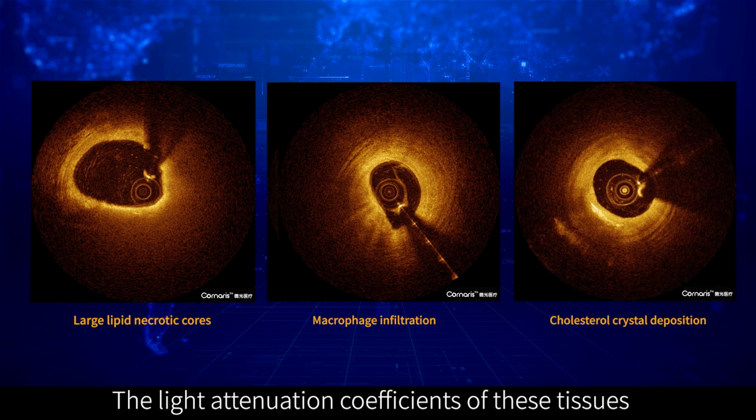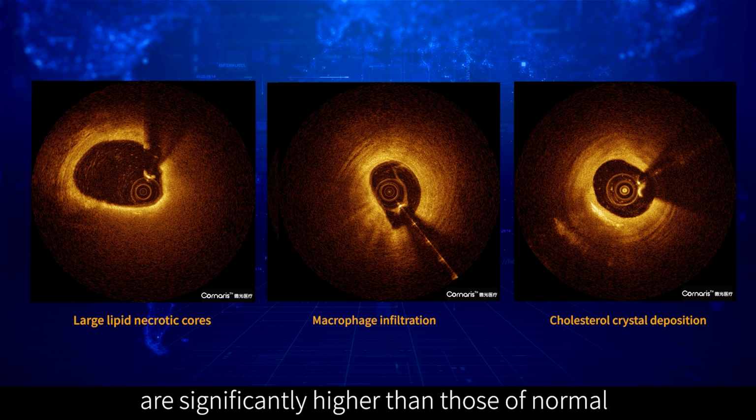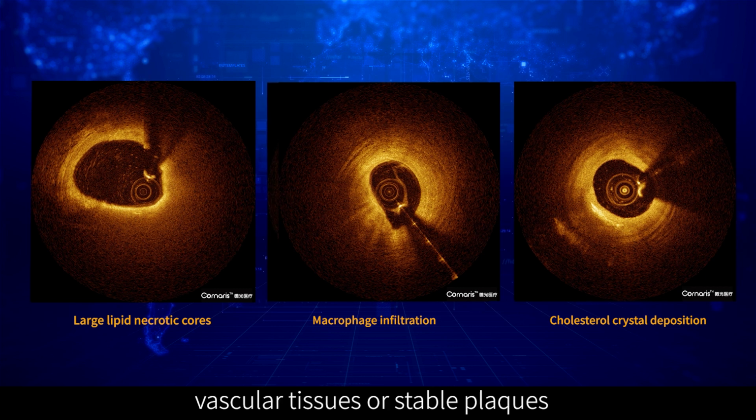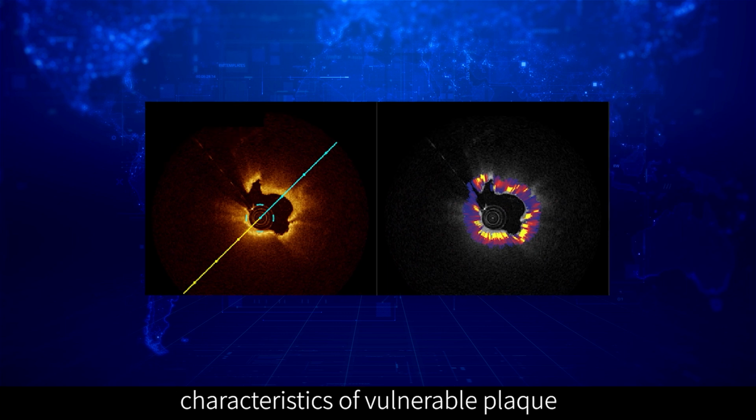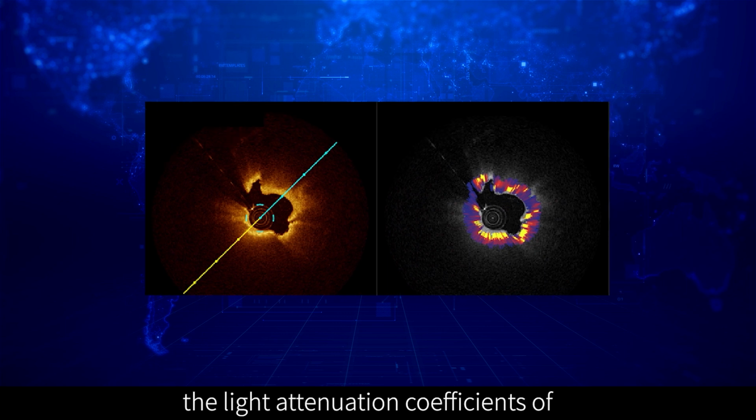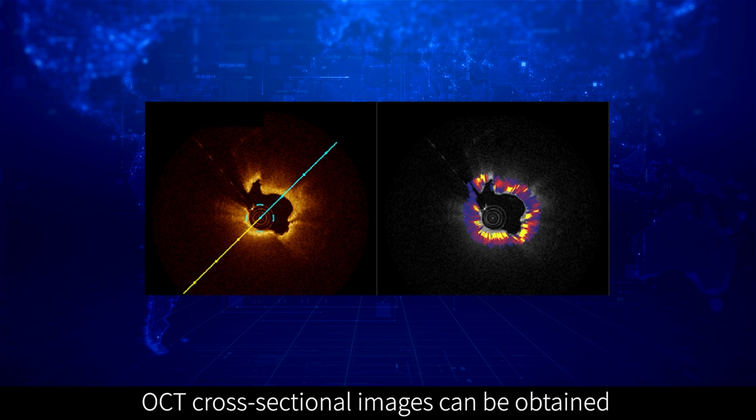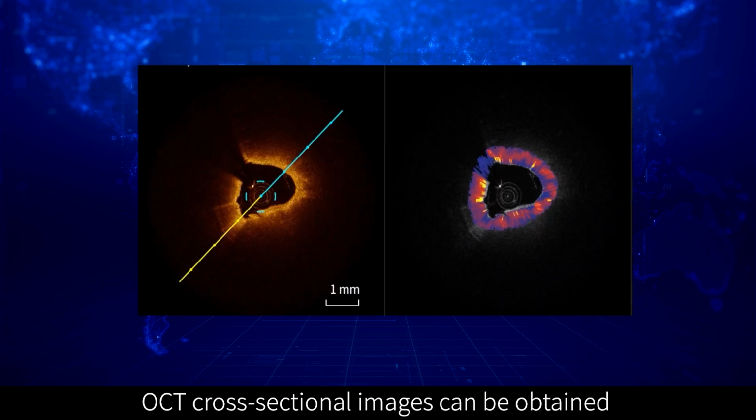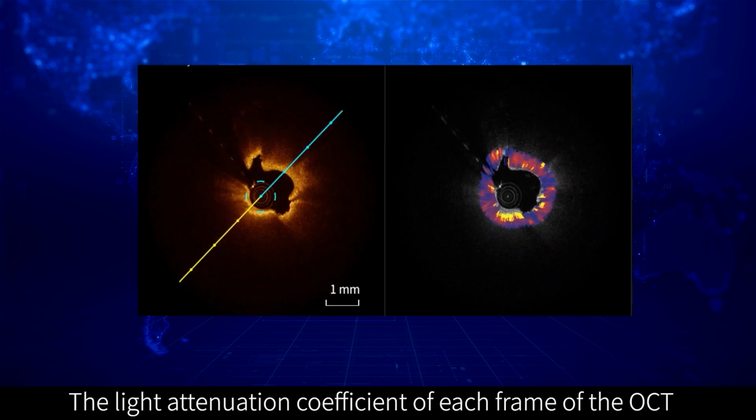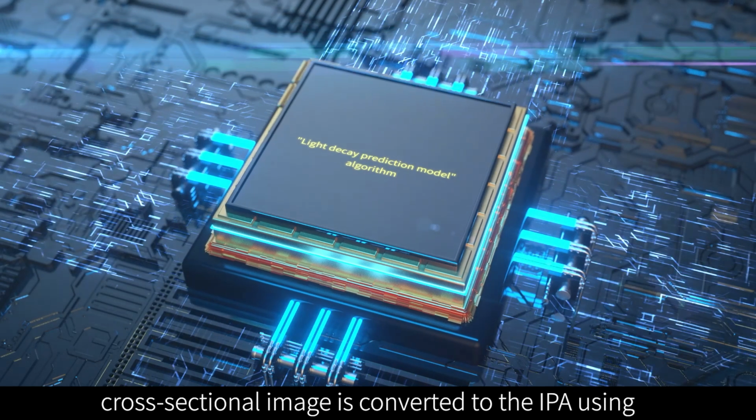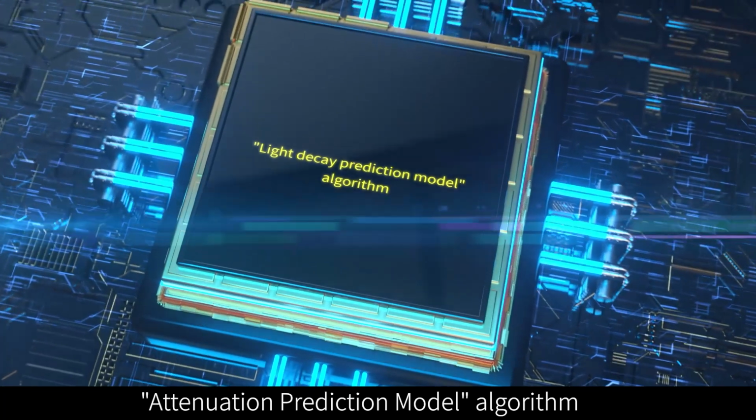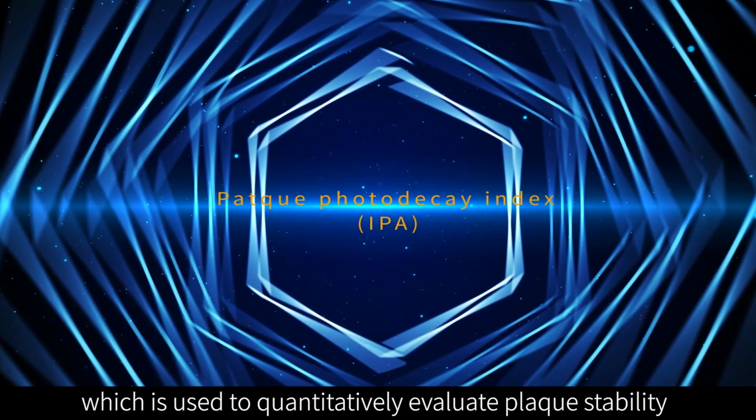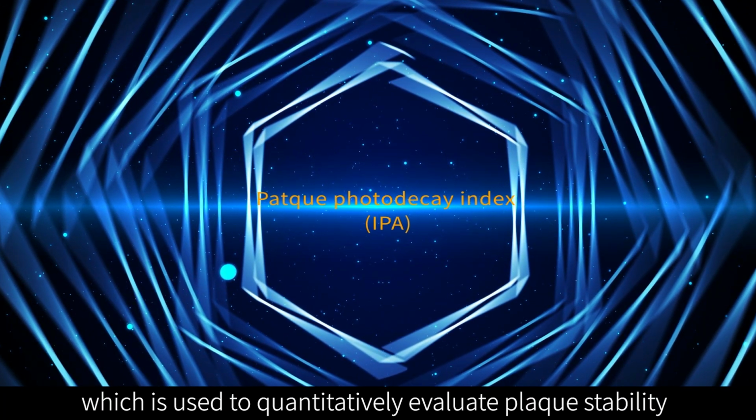The light attenuation coefficients of these tissues are significantly higher than those of normal vascular tissues or stable plaques. Based on the strong attenuation optical characteristics of vulnerable plaque, the light attenuation coefficients of OCT cross-sectional images can be obtained. The light attenuation coefficient of each frame of the OCT cross-sectional image is converted to the IPA using Vivolight Medical's unique attenuation prediction model algorithm, which is used to quantitatively evaluate plaque stability.